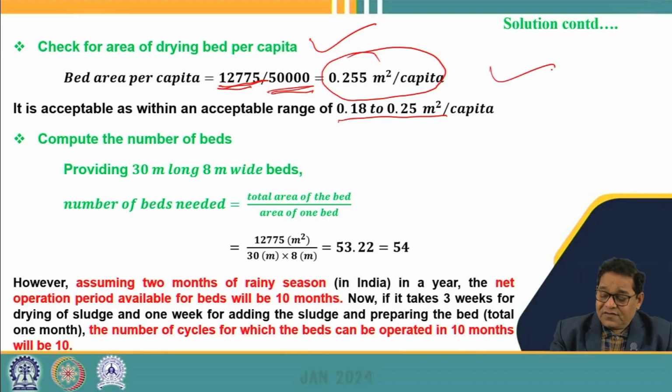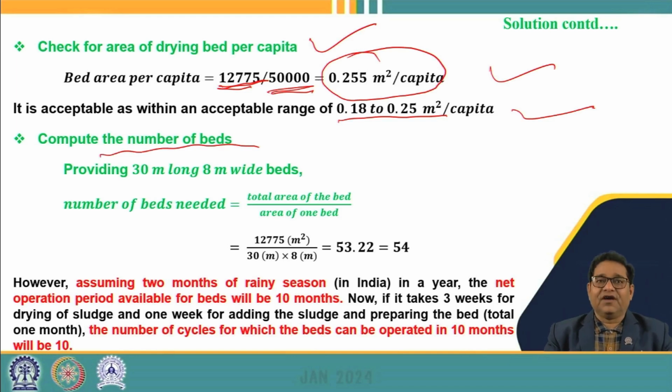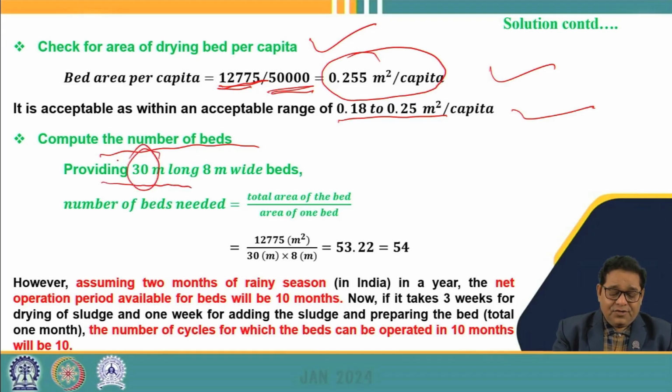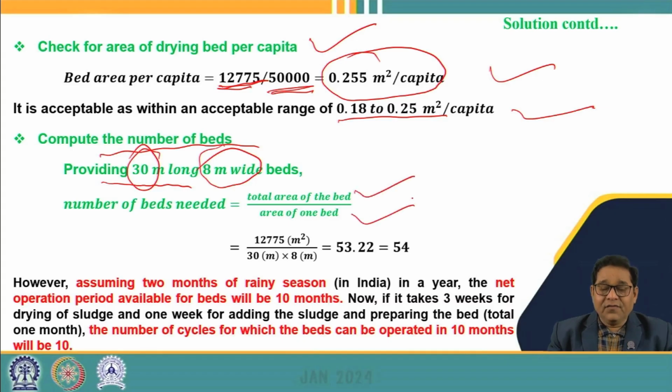Once this check is completed, we have to find out how many beds are required. For this we have to presume the size of one bed. Let's assume the size of one bed to be 30 meter long and 8 meter wide. So the area for one bed will be 30 into 8 meter square. For how many beds will be required for such a size, we can find out by dividing the total area required for the sludge drying bed by the area of one bed.